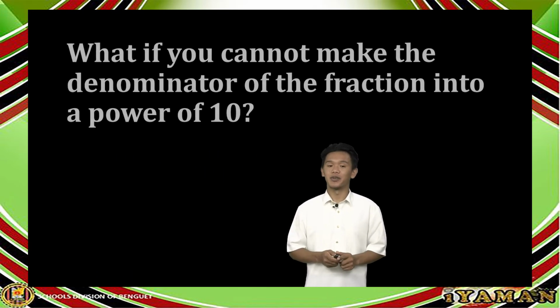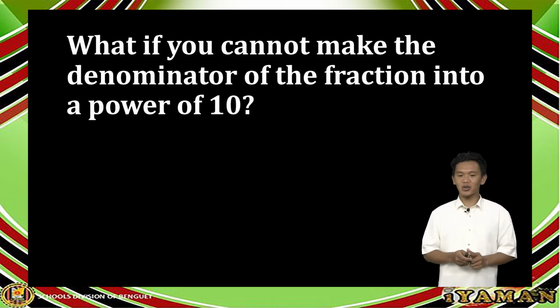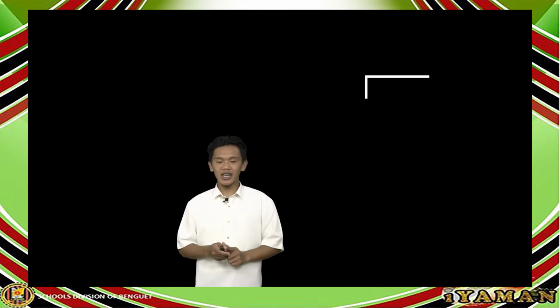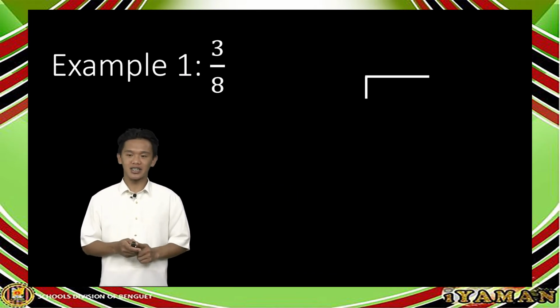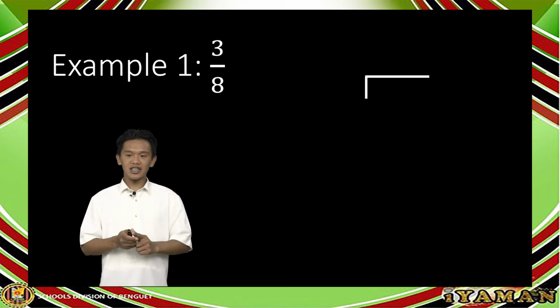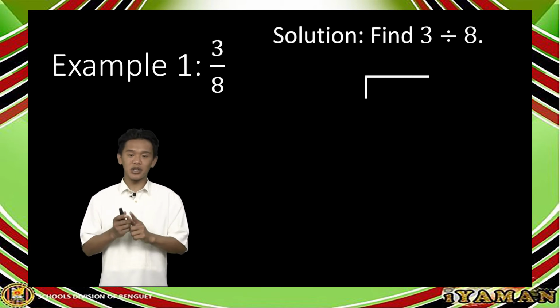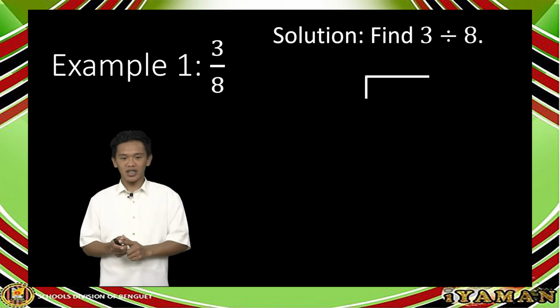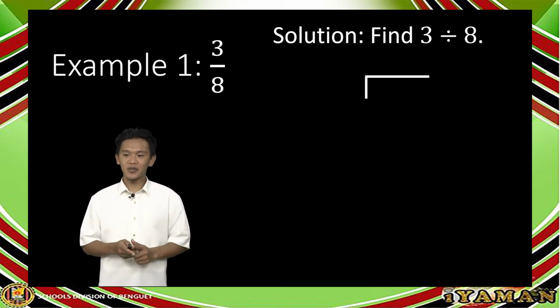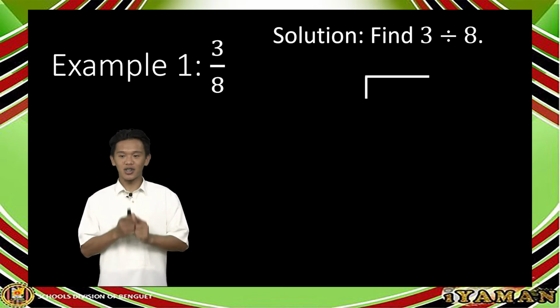But what if you cannot make the denominator of the fraction into the power of 10? Just simply divide the given fraction. So let's have an example for you to visualize how to divide the given fraction. Number 1, 3 over 8. Since there is no number that, if you will multiply to 8, it will become 10 or 100 or into the power of 10, just simply divide the given fraction using your long method.